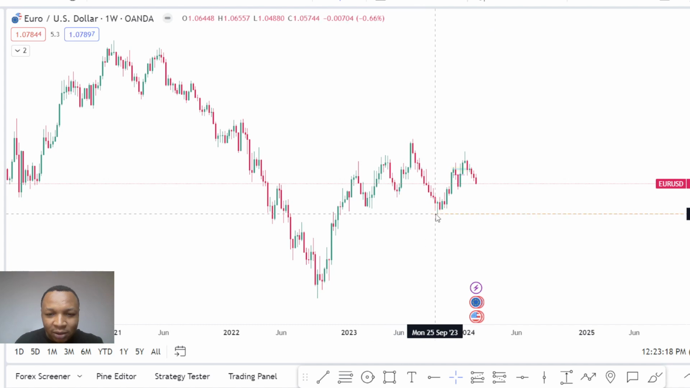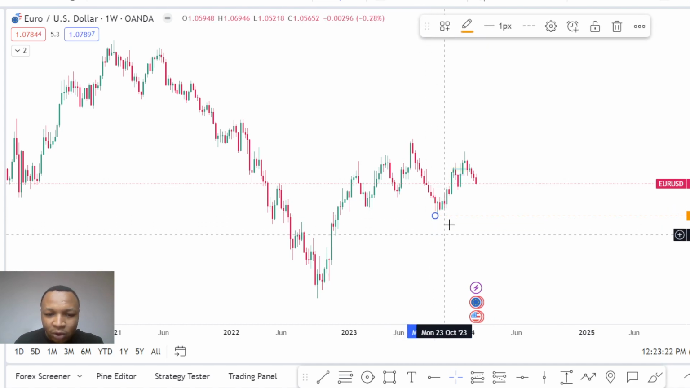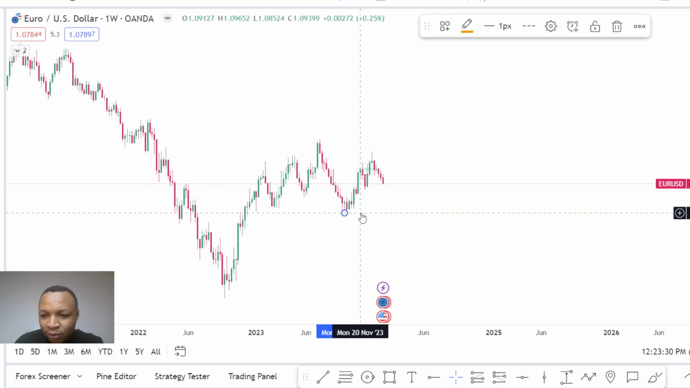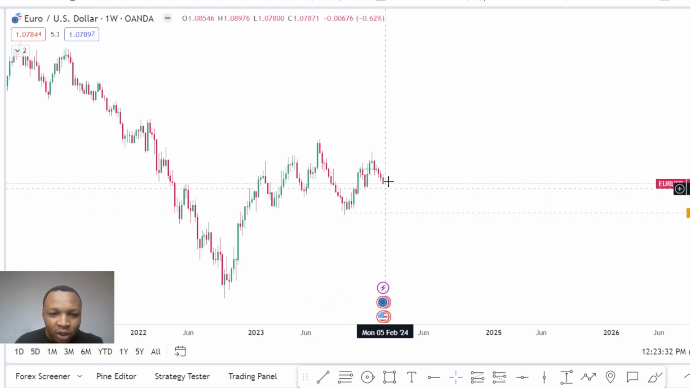And where are we targeting if the continuation happens? We're targeting this level on the Euro USD. So I'm anticipating that Euro USD is going to be trading to this level right here, the 1.04714 level. I want to see the Euro USD break that level in coming weeks. Okay, so that is for the weekly time frame.